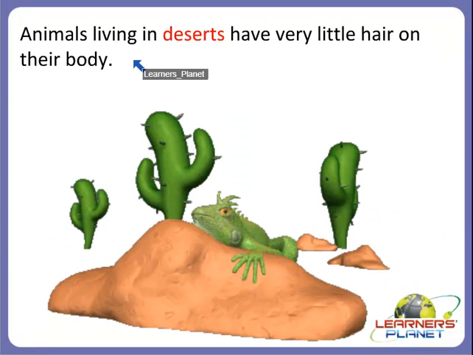Children, we saw that animals living in deserts also have very little hair on their body, right? Why? Because there is a scarcity of water in the desert. There is very less water available in the desert, and these animals have certain adaptations that prevent water loss from their bodies. So we can say that they have very little hair on their body.